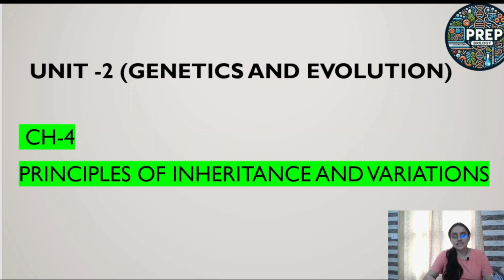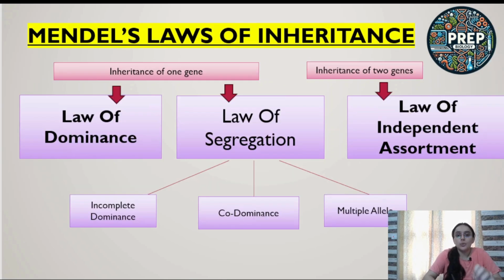So today in this class we are going to discuss chapter number 4, the principles of inheritance and variations, and the most important topic of this chapter is Mendel's laws of inheritance. In the previous lecture we studied Mendel's experiment, why Mendel chose the garden pea plant, that is Pisum sativum, for his experiment, and what he did. In this class we are going to discuss the laws of inheritance given by Mendel.